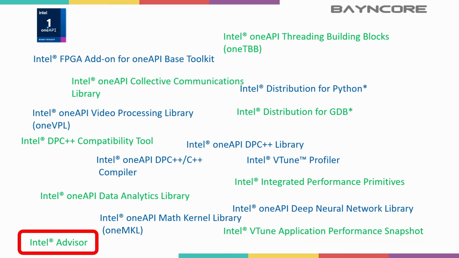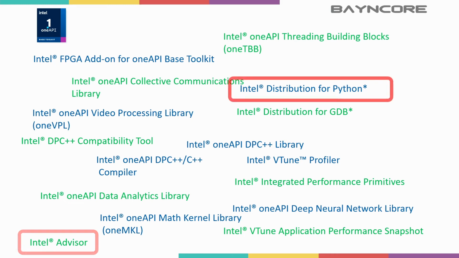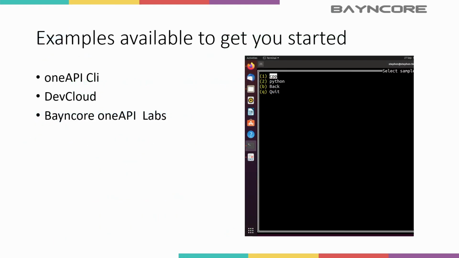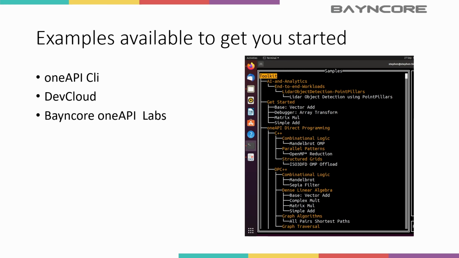The Intel Advisor tool analyzes programs and gives advice on both threading and vectorization, and on how well you're exploiting those features in your code. The Intel distribution of Python has optimized computational packages such as NumPy, SciPy and scikit-learn, and is optimized for running on Intel architecture. You can experiment with many features of the base toolkit by using the example applications that are accessible through the oneAPI command line interface.